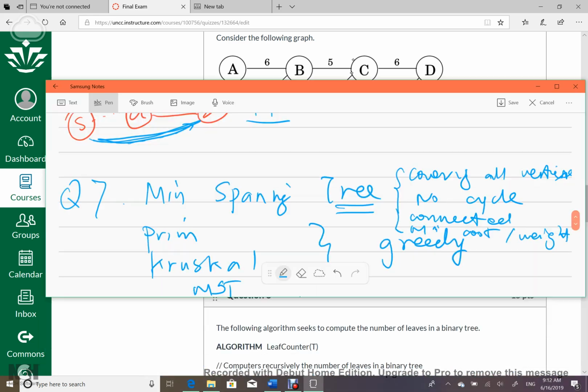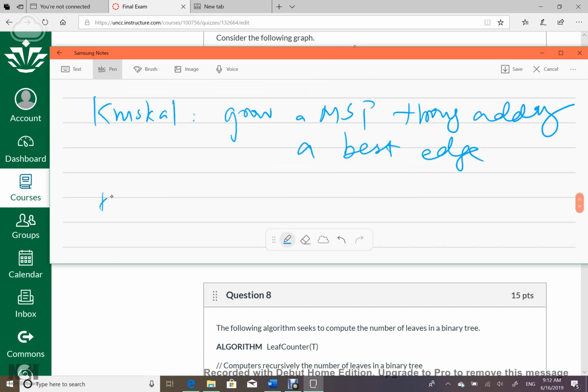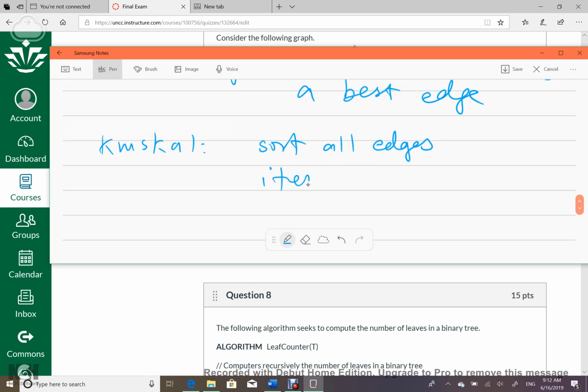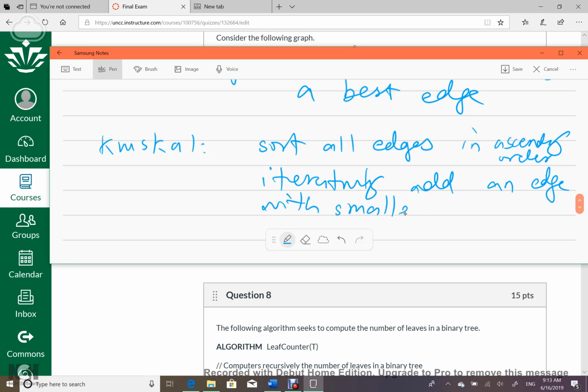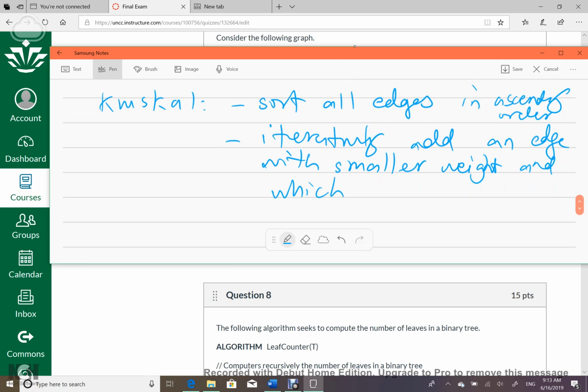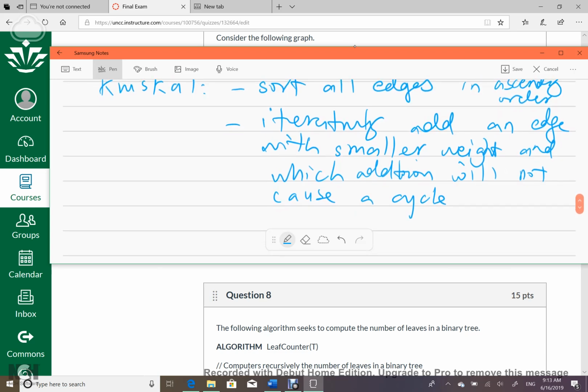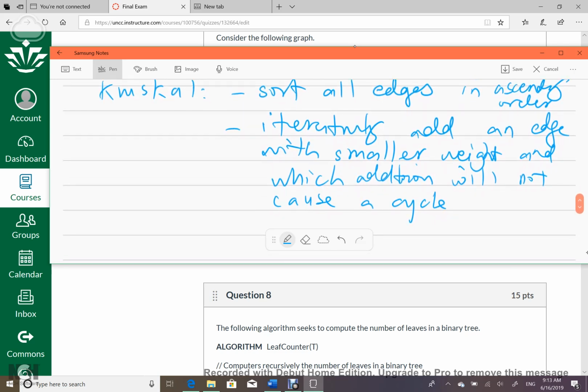Use Kruskal method, such that you sort all the edges, iteratively adding an edge, sorting in ascending order, with smaller weight first, and which addition, step 1, step 2, will not cause a cycle.